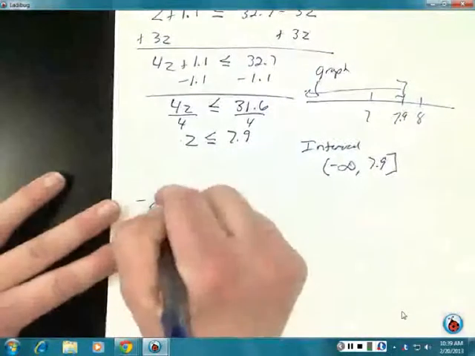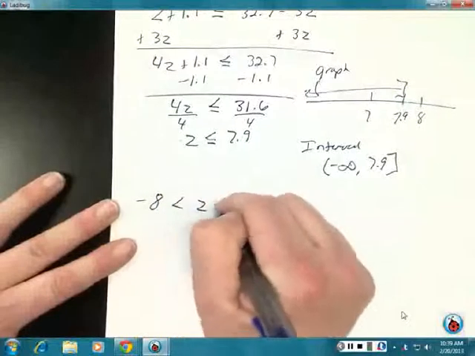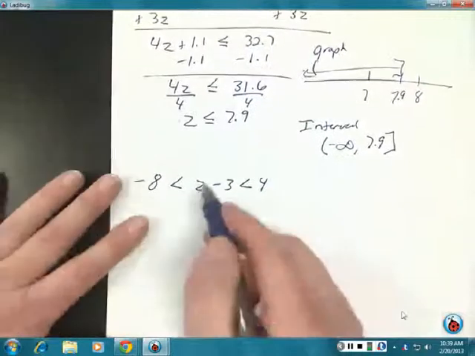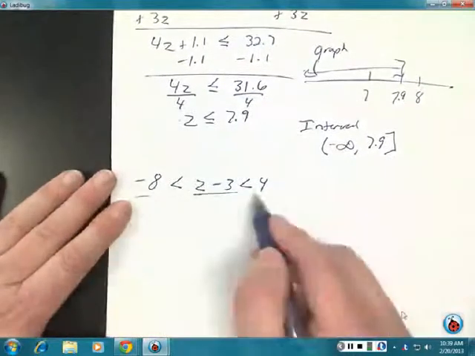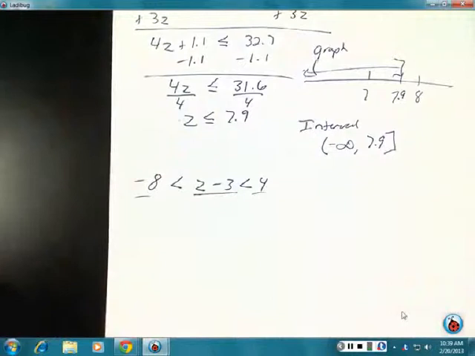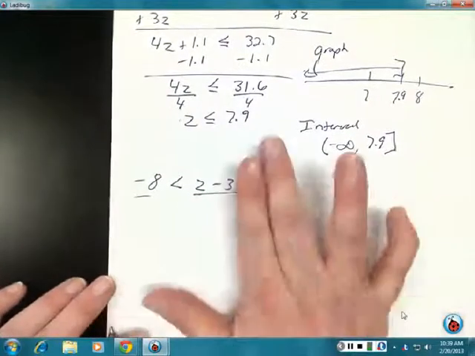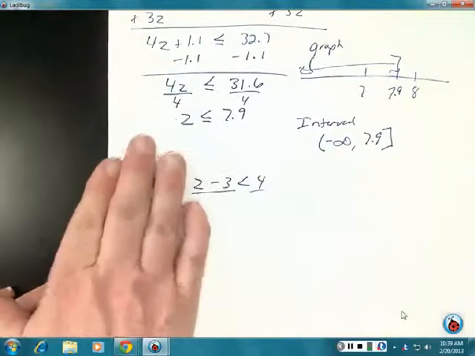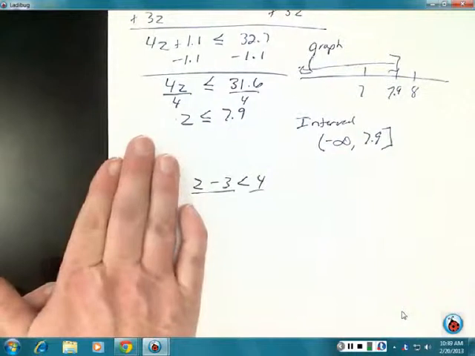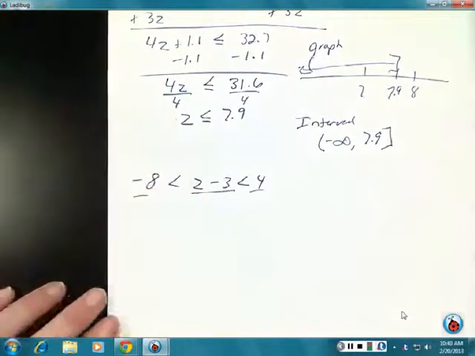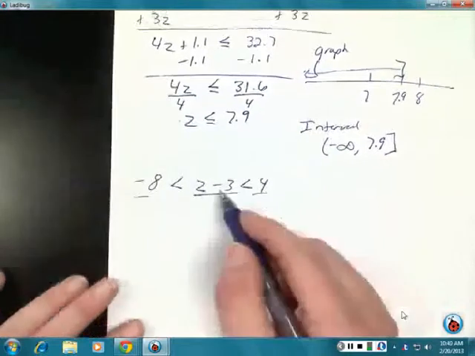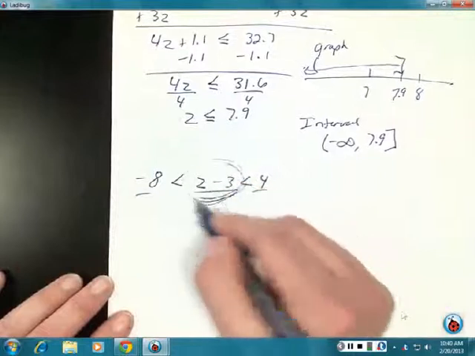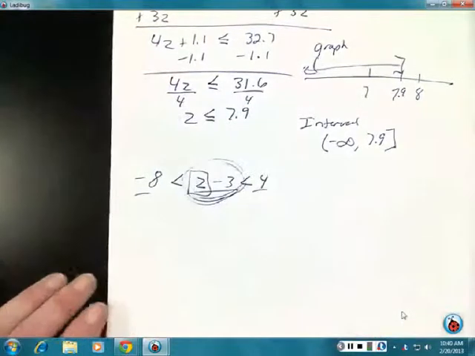Negative 8 is less than z minus 3 is less than 4. Now it's a triple because it's got this in the middle and this at the tail ends. You can look at this problem as if it's a two-parter, because you could solve it that way: solve this piece first, then go back and solve that piece. Or we could do it all together. If we do it all together, my goal is to get z by itself in the center.